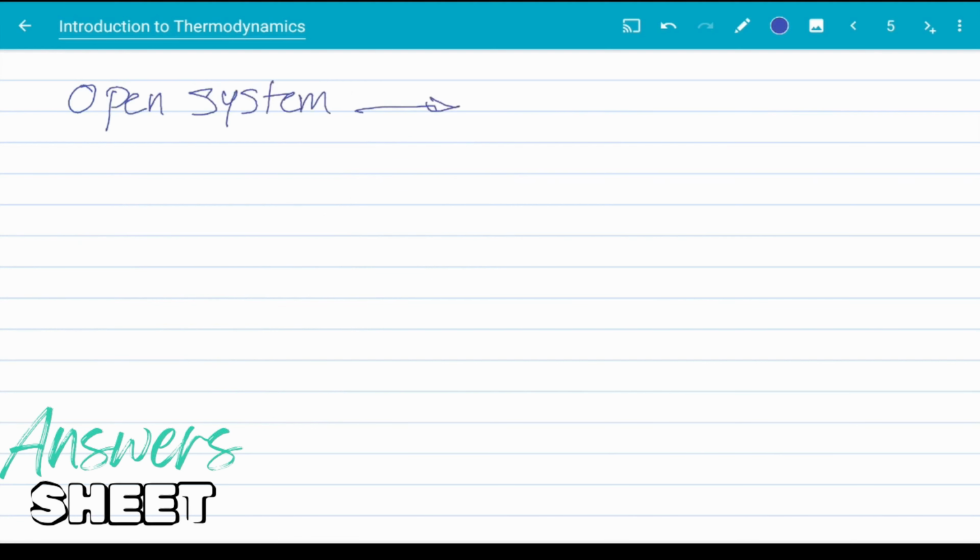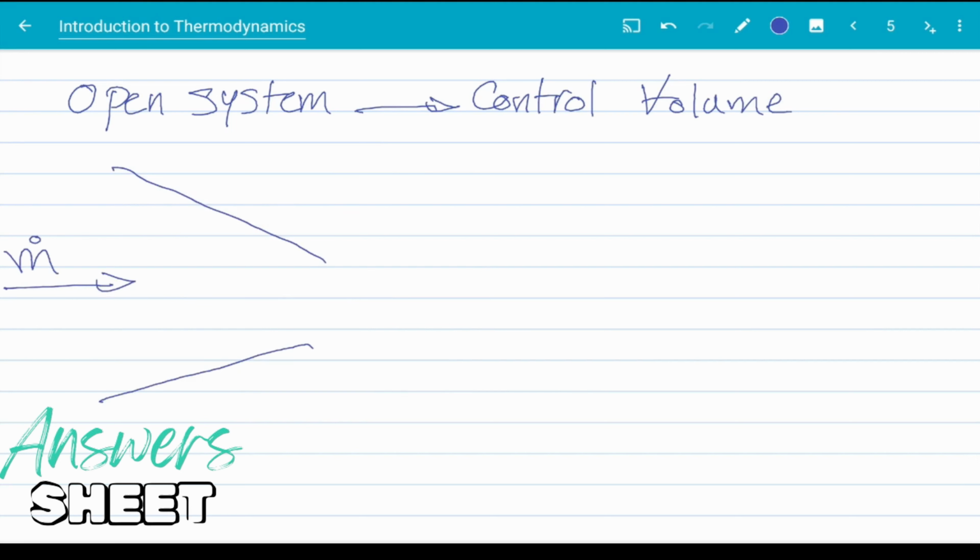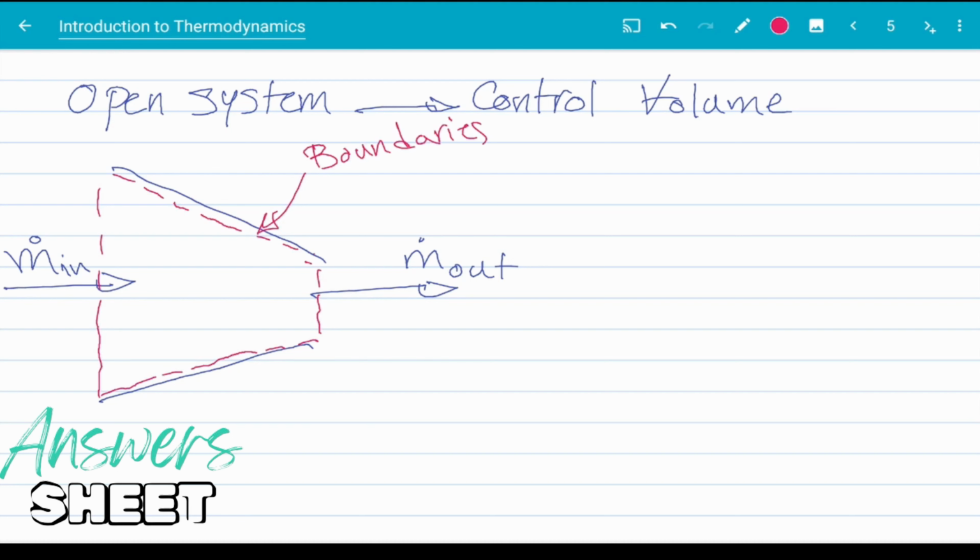Open systems, however, are usually called control volumes. They are typically a fixed region in space. Now consider this nozzle, for example. Fluid with mass flow rate in is entering from left and exits from right. These red lines again show the boundaries of our system, or control volume in this case. But take note that two of these boundaries, on the left and on the right, are actually imaginary.